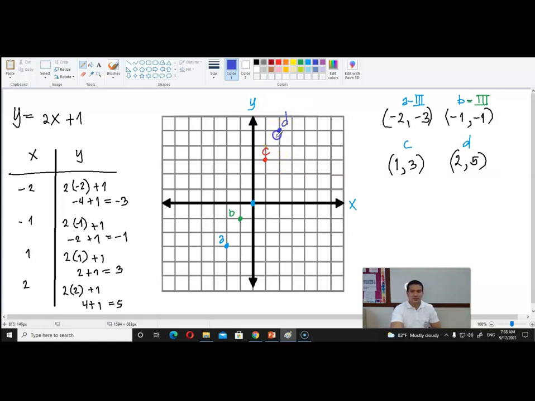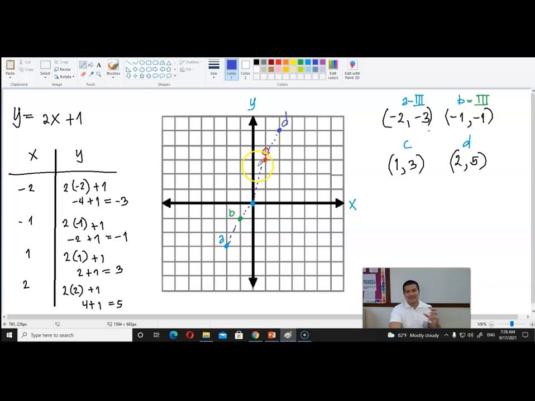When you connect the points, the line will be going up, or increasing. So that is how you graph a linear equation. Given the table, you have the values of x and y, and then you get the coordinates, and then you can plot the graph.